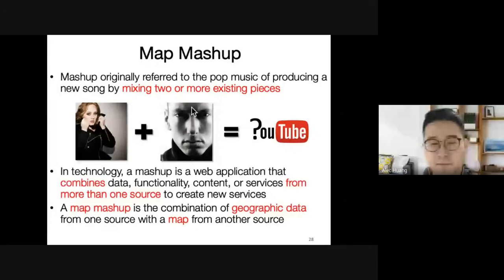The map mashup is actually quite important to web mapping. To talk about the map mashup, let's talk about the mashup first. The idea of the mashup originally came from the music industry. The idea is to mix two or more songs together to become a new song. So for example, you can try to Google it on YouTube.